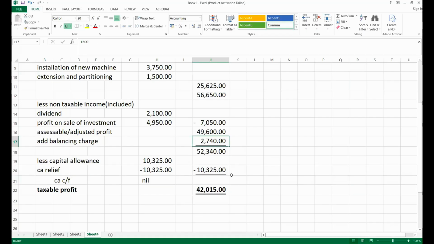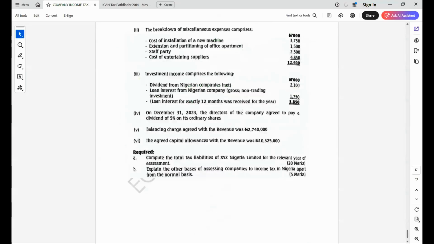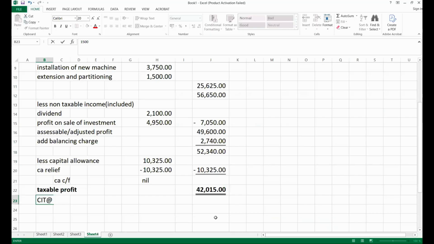So we apply our tax rate on the CIT. What will be the rate of CIT? So we go back to our question to know if we have information about turnover. In this question, the examiner did not give us turnover. The examiner only gave us gross profit, investment income, and profit on sale of equipment. No turnover was provided. And I told you, where turnover is not provided, what do we assume? Who can remind us? Large company, we use 30%. Thank you.